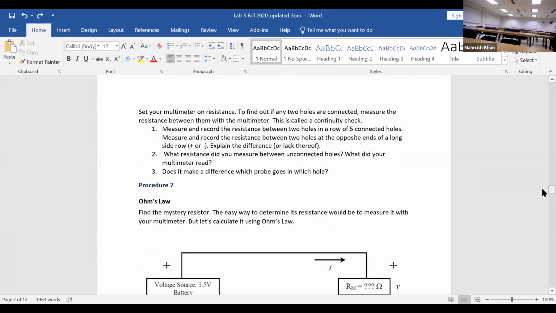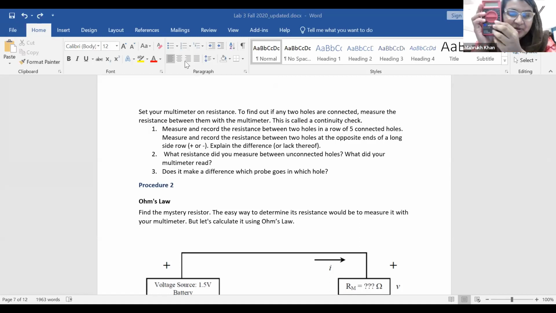So what you need to do, turn on your DMM, okay? I turned it on, right? And I put it on the resistor value. So it's very low resistance, so just put at the minimum value. That is 200 ohms, okay? And then you can check the continuity.